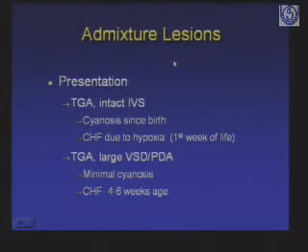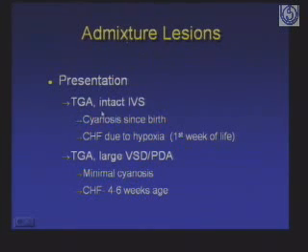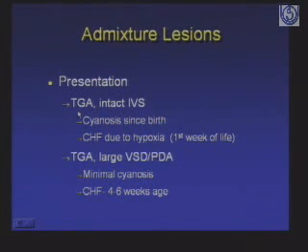First I will discuss transposition of great vessels. DTGA means complete transposition of great vessels with intact ventricular septum. With transposition of great vessels, our circulation is in parallel. The systemic venous return is coming to the right side and going to the aorta, and on the left side the pulmonary venous return is returning to the left side and going to the pulmonary arteries. So we need some communication at the level of atria, ventricles, or the great vessels for the child's survival.